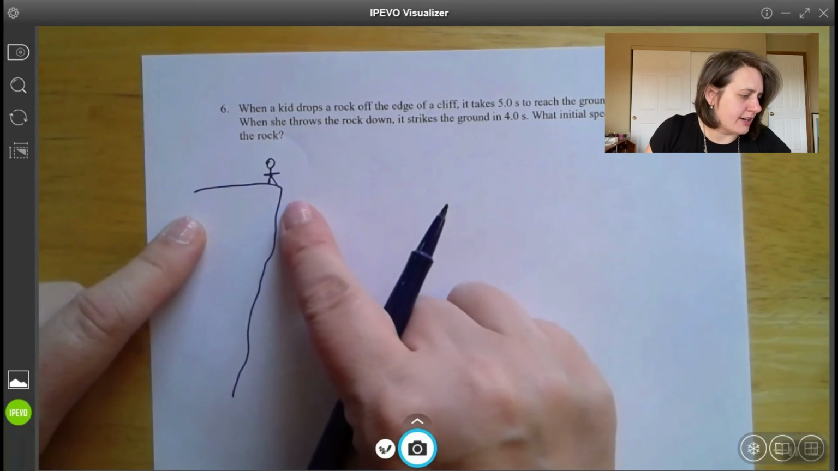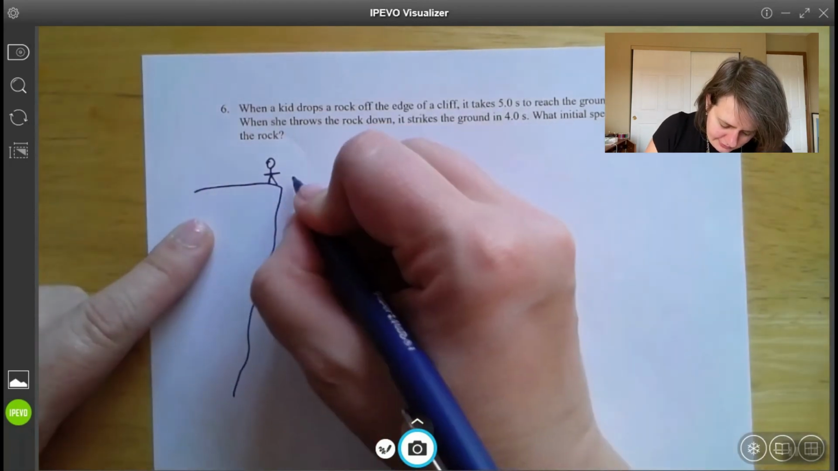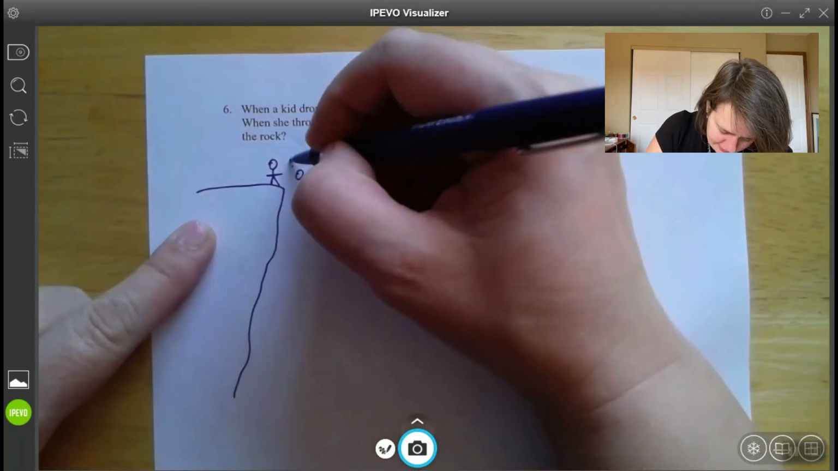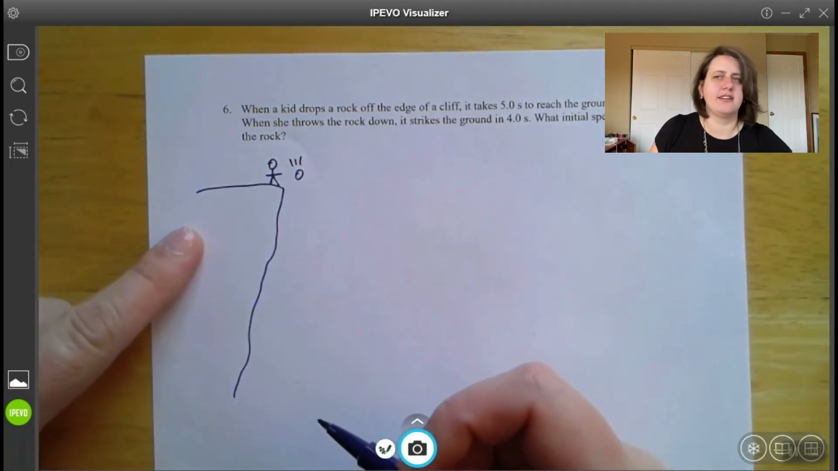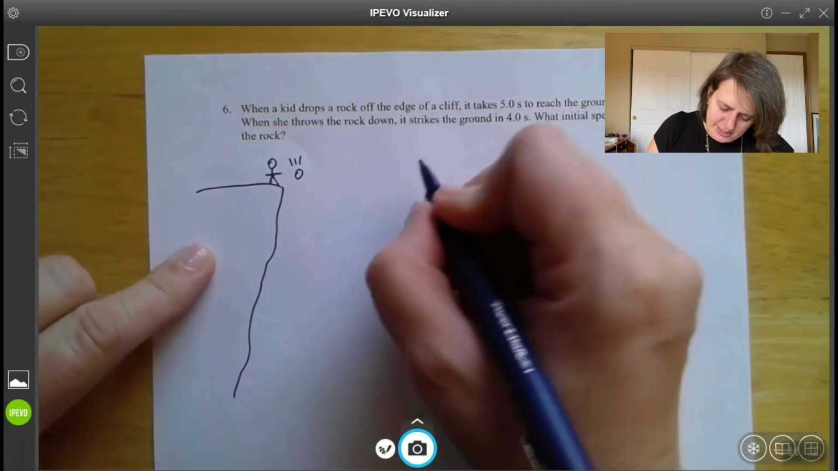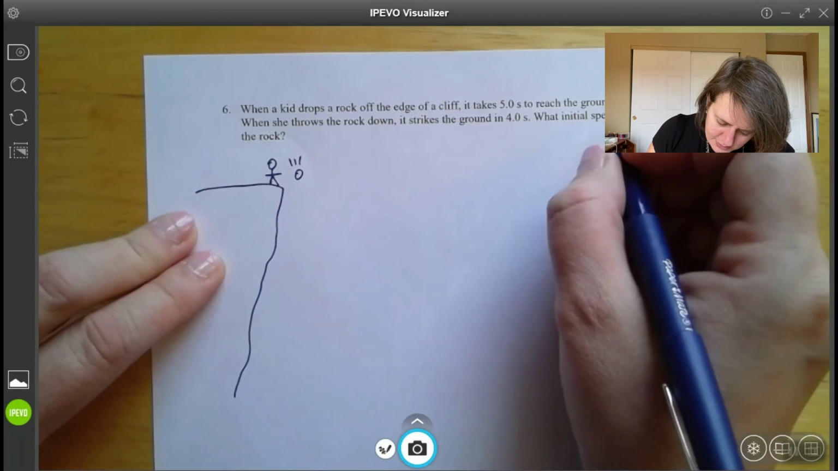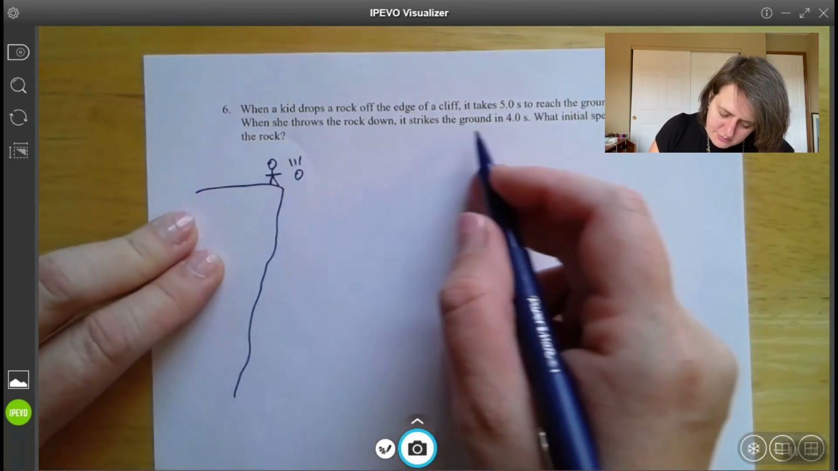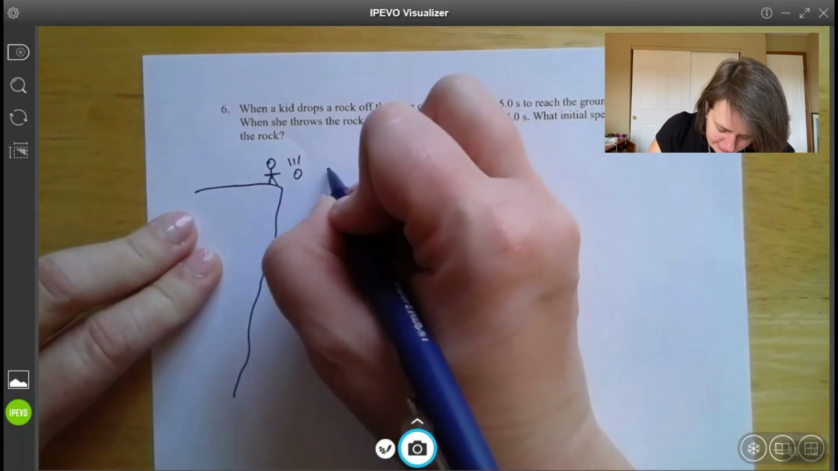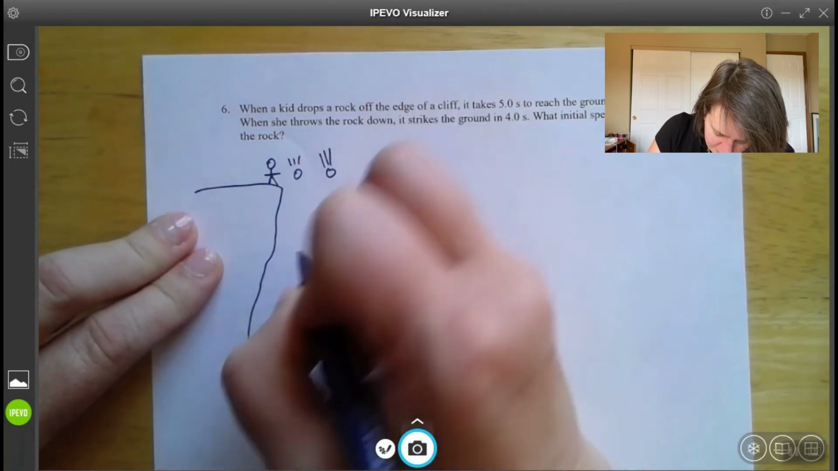All right, so a kid drops a rock off the edge of a cliff. So there's the rock, and it's falling. These are whooshy marks behind it, so that's how we know it's falling. And it takes 5 seconds to reach the ground below. When she throws the rock down, it hits the ground in 4 seconds. So if we throw it, it has longer whooshy marks, right?